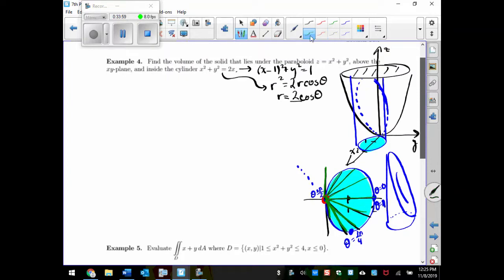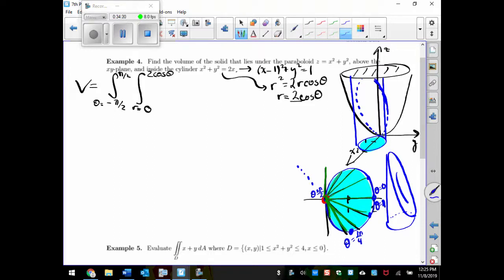So let's go ahead and start by setting up our integral. The volume of this region is going to be the integral for theta. This is where we decided theta should go from negative pi over 2 to pi over 2, and then the radius r goes from 0 to 2 cosine theta. So that's the farthest point out on the radius out here.